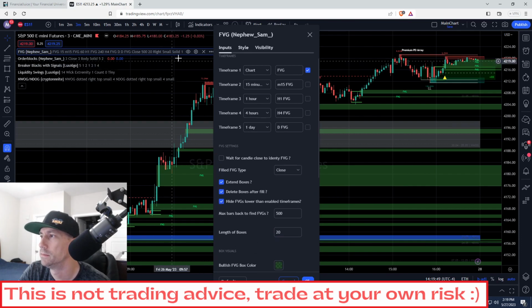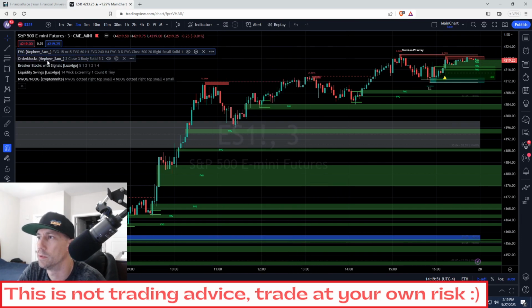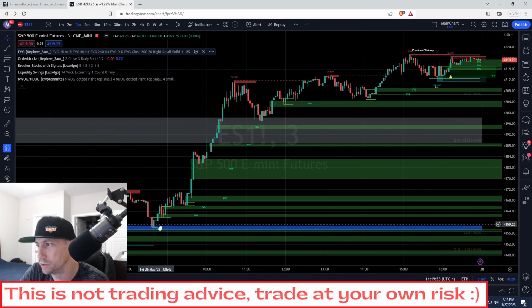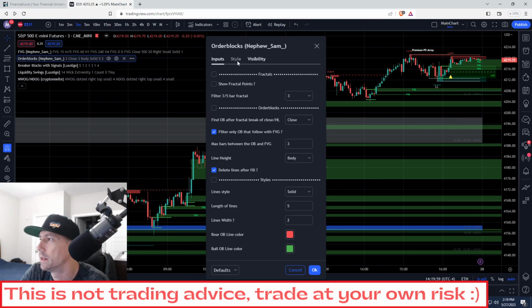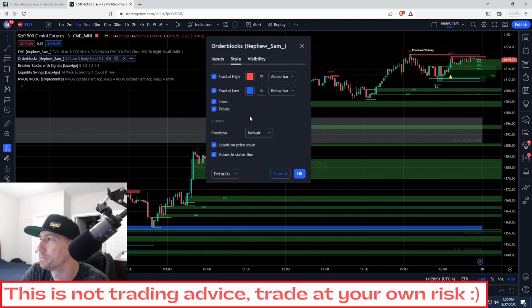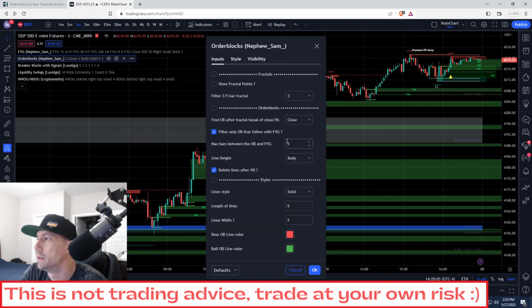So there's that one, and then also order blocks by Nephew Sam. It shows you these right here, and I did change the colors on those. And I'll show you how that is. That's like that. I have all of those. And then here you go. Filter only order blocks that follow with fair value gaps. You don't technically have to do that, but I prefer it that way.